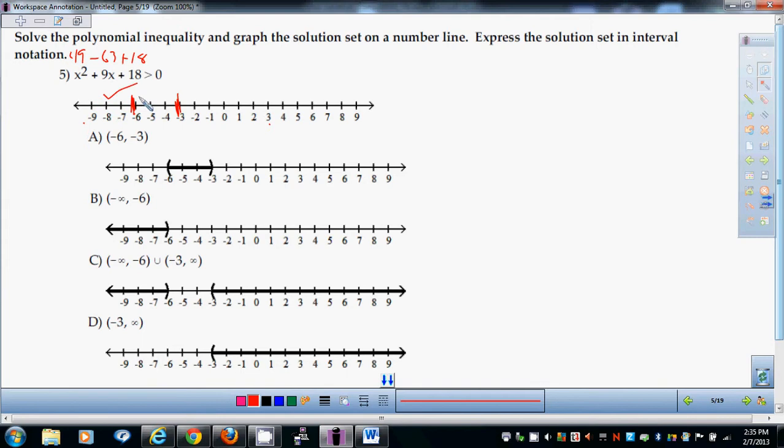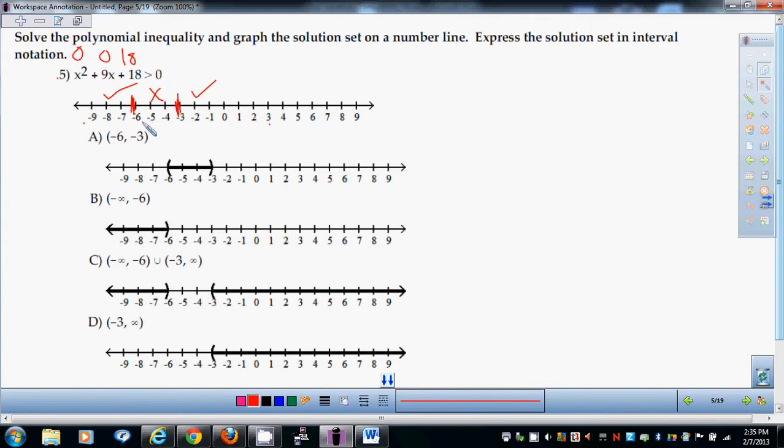Let's try -4. Plug -4 into the function. You get 16 minus 36 plus 18. -36 plus 34 is negative. Is negative greater than 0? Why, no it is not. Let's try 0 for the last interval. 0 squared plus 9 times 0 plus 18. And is 18 greater than 0? Why, yes it is. There's no equal sign, so it's just parentheses for both, so it would be C.